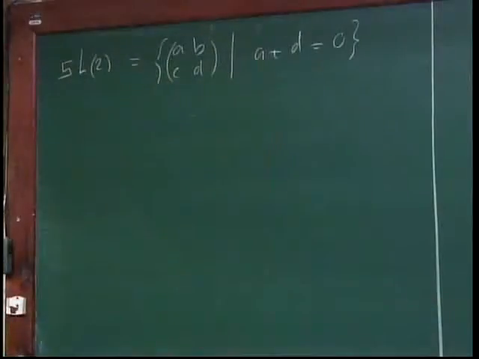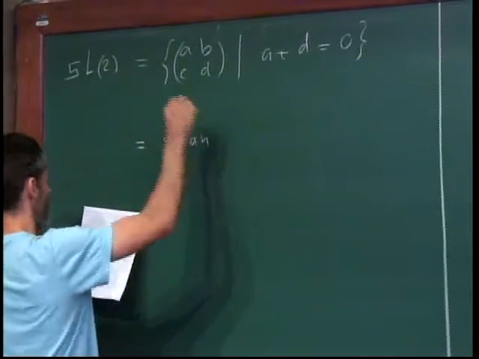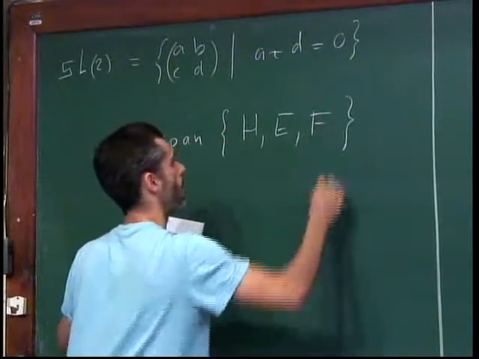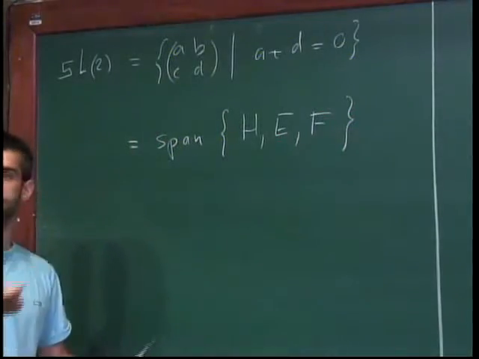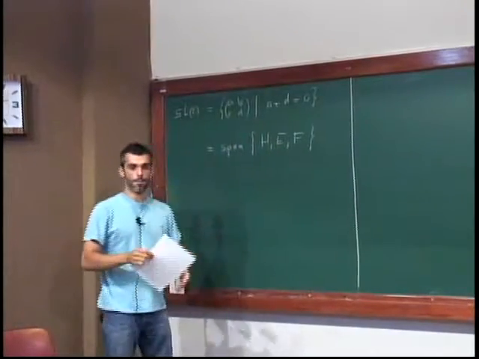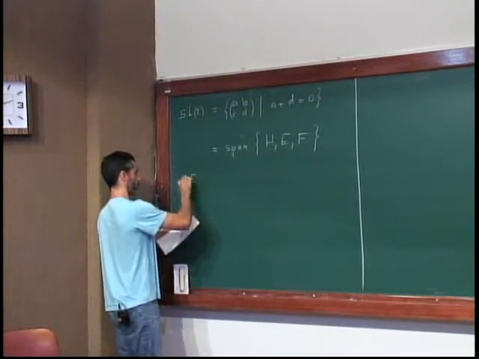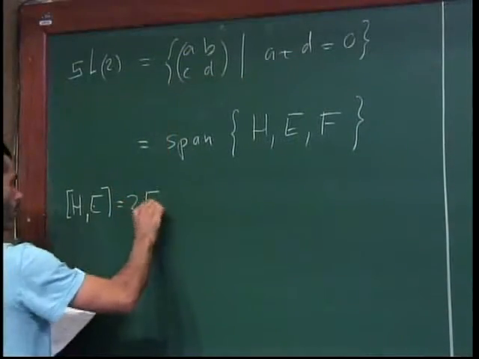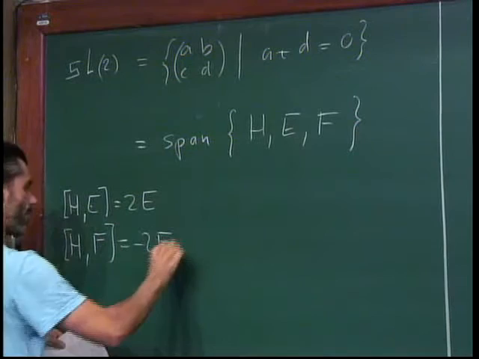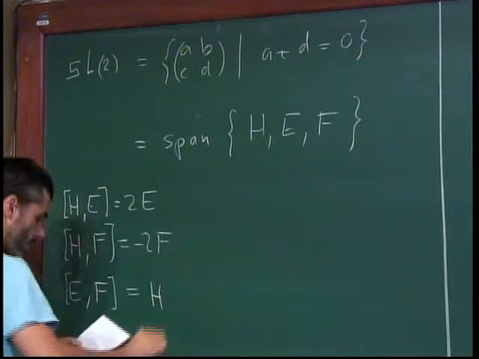I want to think of SL2 as being spanned by 3 elements, H, E, and F. And I want to just give the Lie bracket directly on these generators without referring to them as 2 by 2 matrices. So the Lie bracket is given by those formulas. H bracket E is 2E, H bracket F is minus 2F, and E bracket F is H.